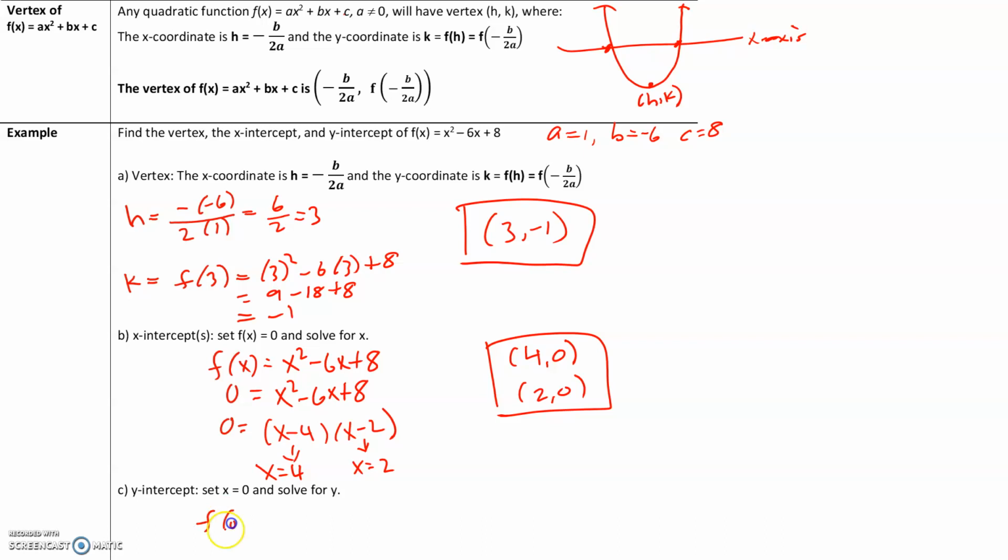So we're going to say that f of 0 equals 0 squared, minus 6 times 0, plus 8. So that's going to be 0 minus 6 times 0, which is 0, plus 8, which is going to be 8. So our y-intercept is the point (0, 8).